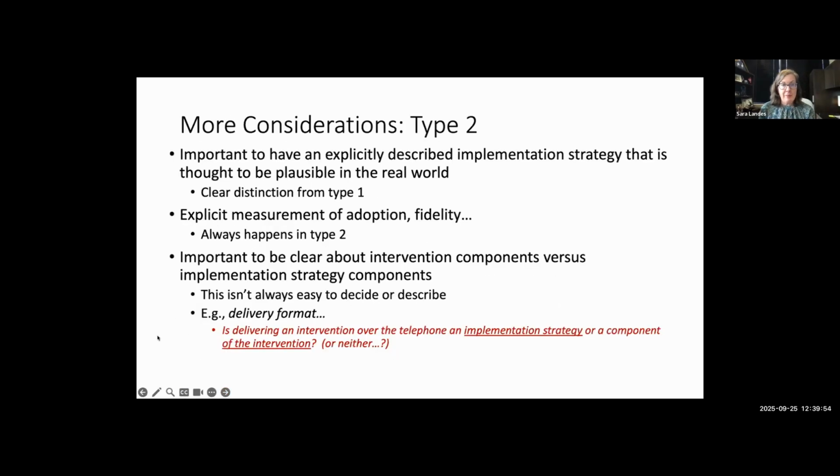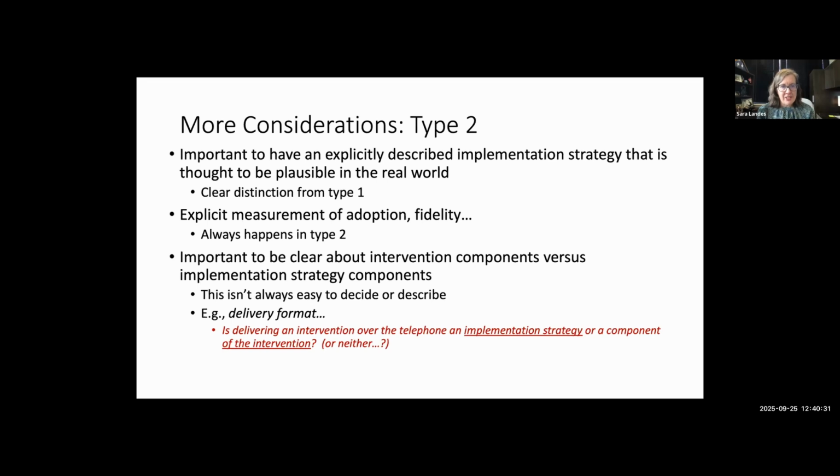Some more considerations. You want to have an explicitly described implementation strategy that we think is plausible. So in a hybrid type 1, you're not going to have implementation strategies. You're just learning about implementation variables. In a type 2 and a type 3, you want to have an explicitly described strategy. You also want to have an explicit measure of an implementation outcome, so adoption or fidelity, any of those types of implementation outcomes.